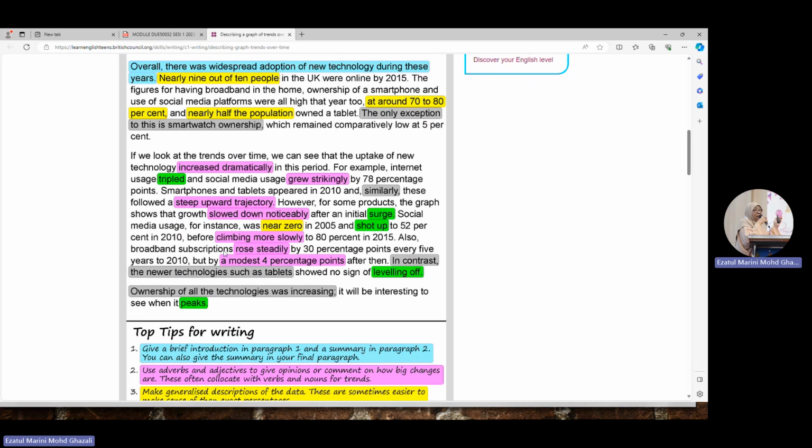Also, broadband subscriptions rose steadily by 30 percentage points every 5 years to 2010, but by a modest 4 percentage points after that. In contrast, the newer technologies such as tablets showed no sign of leveling off, meaning that it goes up and up, right? Ownership of all the technologies was increasing. It will be interesting to see when it peaks.